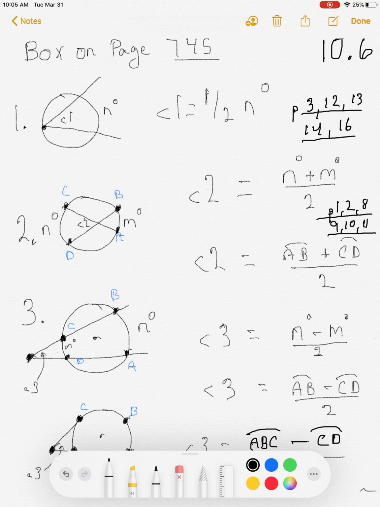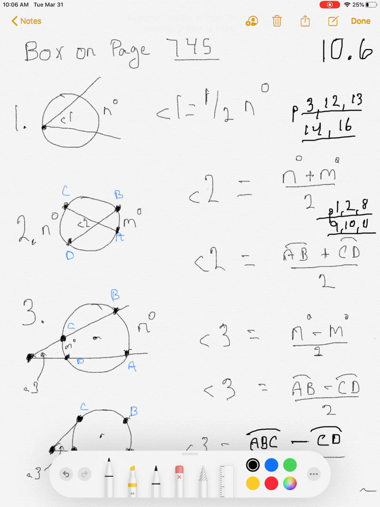three basic scenarios. In the first case, we have two lines that intersect on the circle. In the second case, we have two lines that intersect in the circle. In the third case, we have two lines that intersect outside of the circle. For each of these different situations, we have different laws.